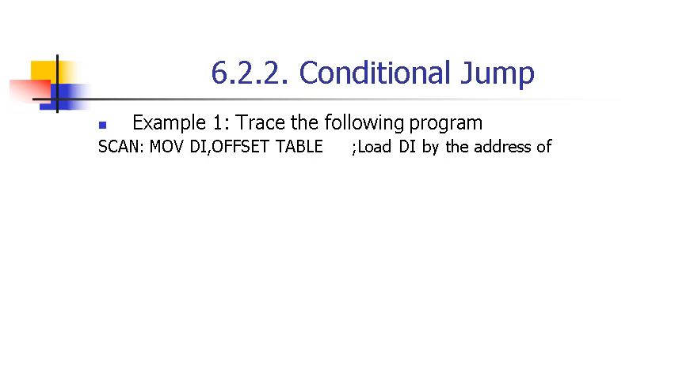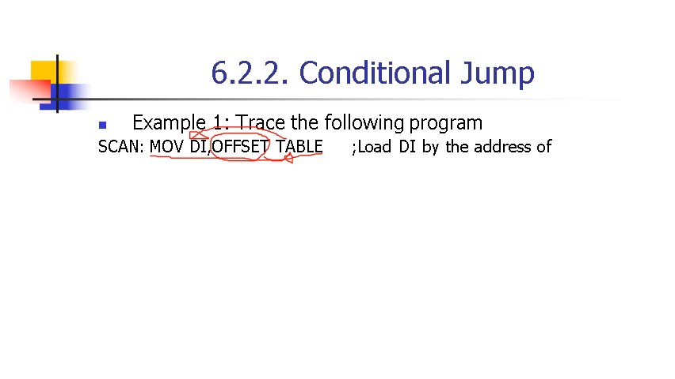Now, what is this instruction trying to do? Well, it takes the effective address, or the offset, of an array named table and places it into DI. So now DI points to the first entry of an array named table.